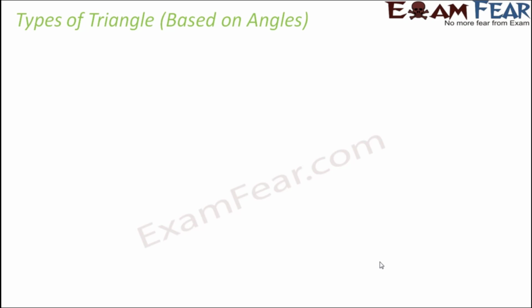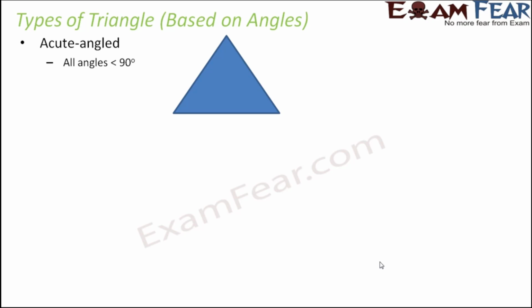Now let us look at the types of triangles based on the angles, based on how the angles are, what is their value. So the first type of triangle would be acute-angled triangle. That means all angles in this triangle will be less than 90 degrees. So all angles are acute angles. So in this figure, you can see that each of these angles is less than 90 degrees. So this is an acute-angled triangle.